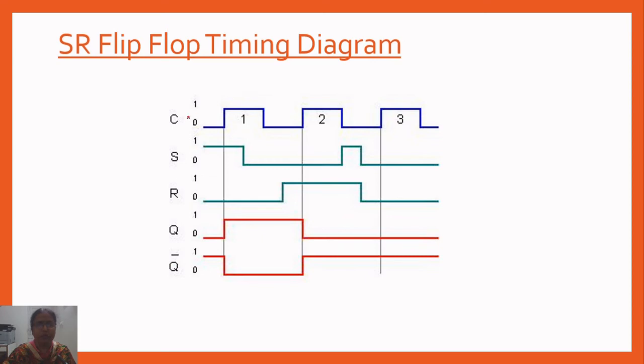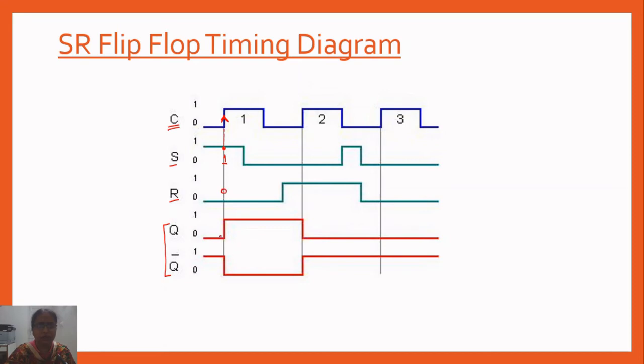The behavior of the SR flip-flop can be very well understood from the timing diagram. This is the clock pulse, this is the input S, this is R, and we have to make the outputs Q and Q bar. So now the flip-flop is positive edge triggered. So at the positive edge of the clock, meaning the rising edge, S is 1, R is 0.